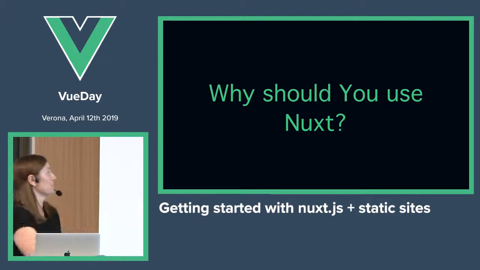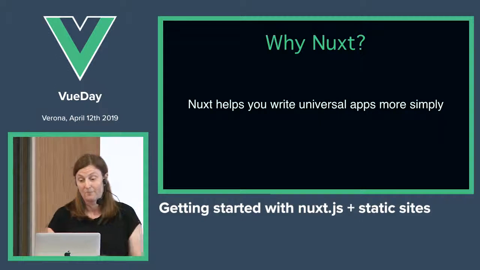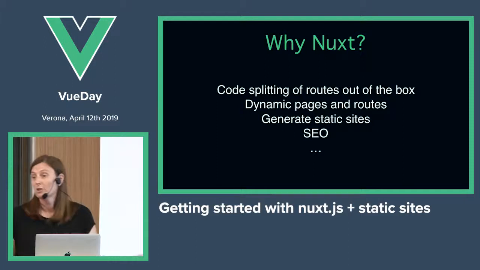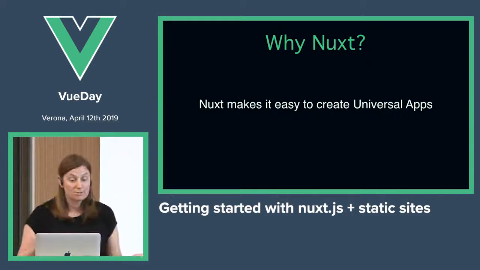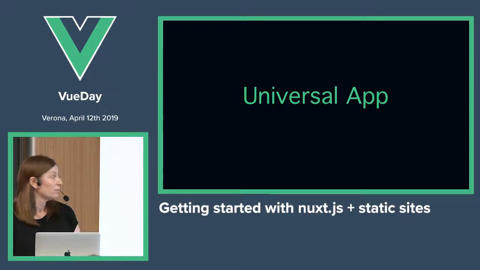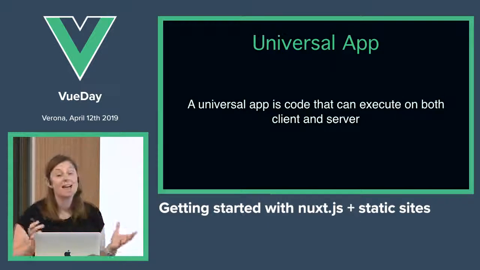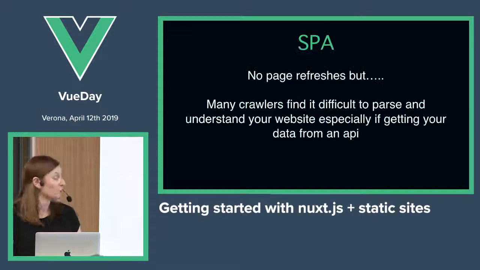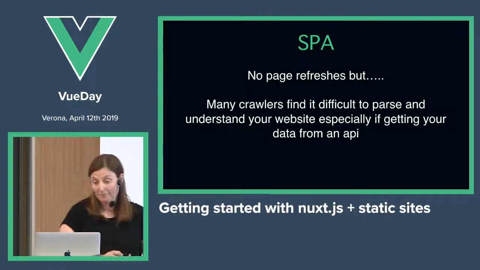So why should you use Nuxt? Well, Nuxt helps you write universal apps more simply. You've got code splitting out of the box, dynamic pages and routes, you can generate static sites, and you've got great search engine optimization. And Nuxt makes it easy to create universal apps. A universal app is code that can execute on both the client and the server. A single-page application, as you know, has no page refreshes, but many crawlers find it difficult to parse and understand the website, especially if you're getting data from your API.